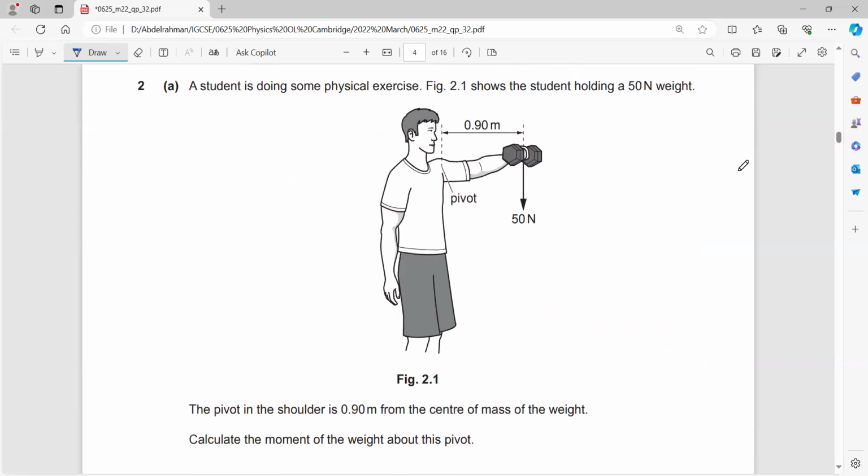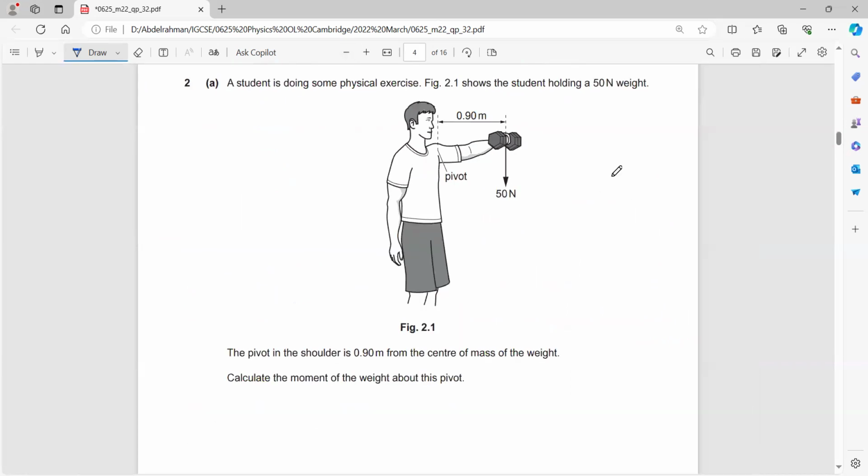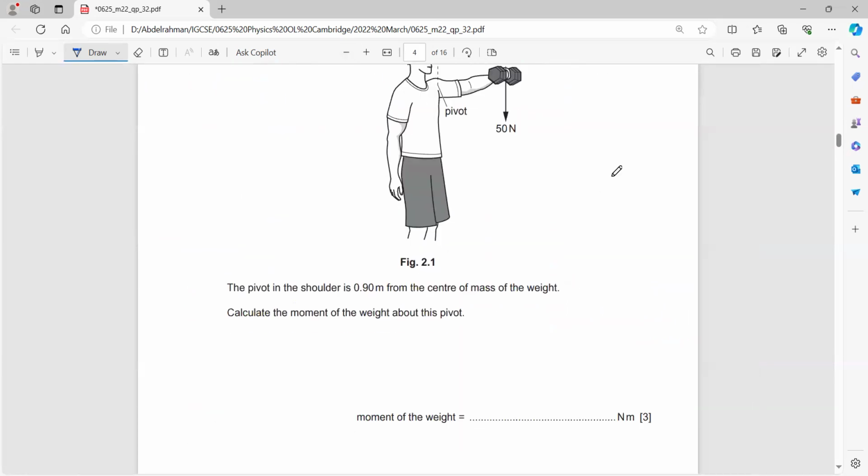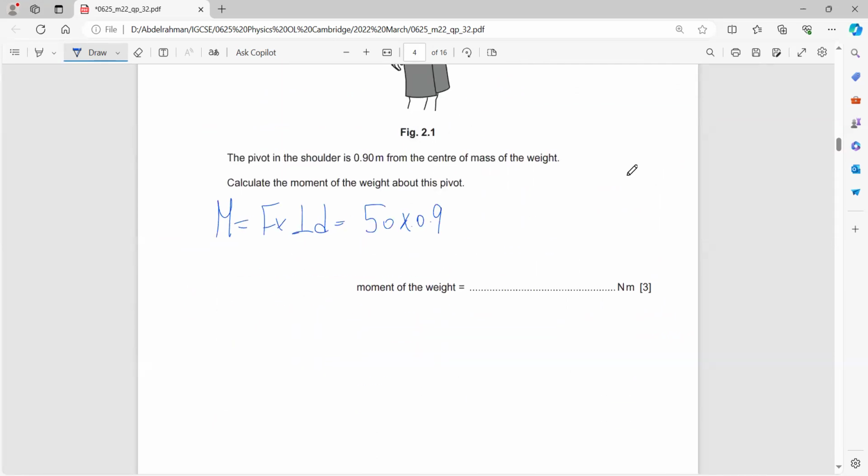The pivot in the shoulder is 0.9 meters from the center of the mass of the weight. Calculate the moment. How can I find the moment? Moment equals force times perpendicular distance, which is 50 times 0.9, 45. 45 newton meters. Okay, quite easy.